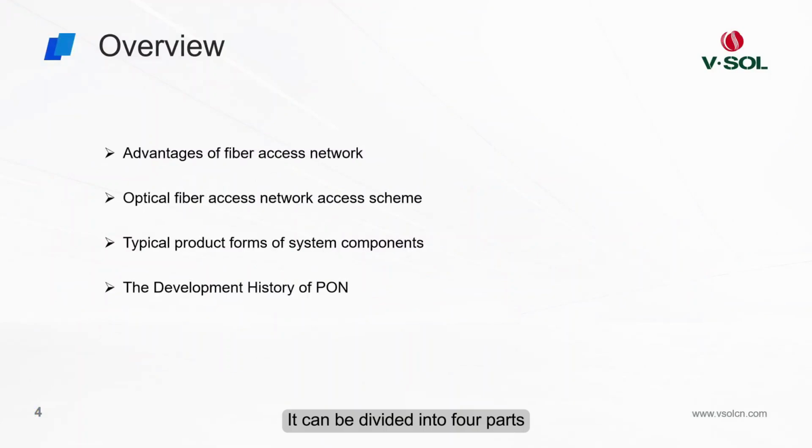It can be divided into 4 parts, which sequentially introduce the advantages of optical fiber access, different schemes for optical fiber access, typical product forms of PON, and the development history of PON.